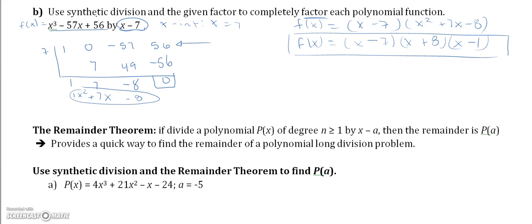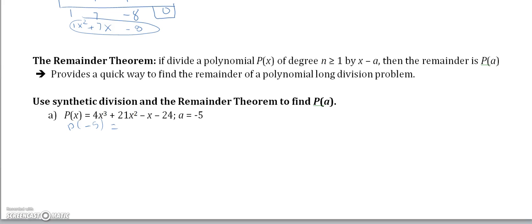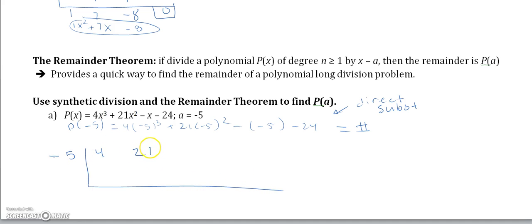So instead of finding what p of -5 is here, which we can directly substitute in, the remainder theorem says that we can get the same answer as direct substitution, -5 cubed plus 21 times -5 squared minus -5 minus 24. This is going to equal some number. Okay? This method here is called direct substitution. Instead of doing direct substitution, we're told by the remainder theorem that if we do -5 and do our synthetic division, whatever our remainder is will be our answer.